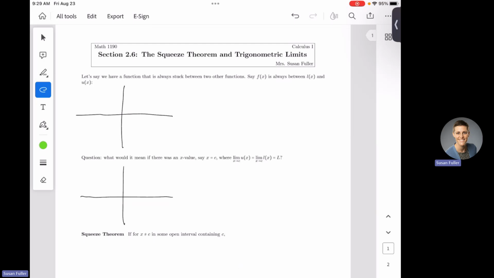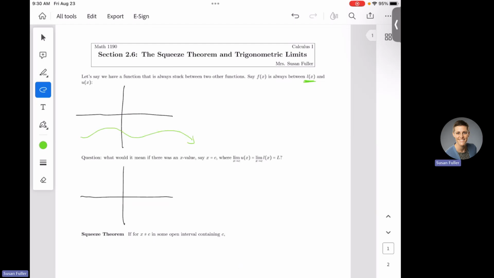This starts with the fact that we have a function that is stuck between two other functions. So let's say f of x is always between L of x and U of x. We use L and U because L of x is going to be our lower function and U of x will be our upper function. Just to give you an idea of what this might look like, I'm going to draw some functions here.